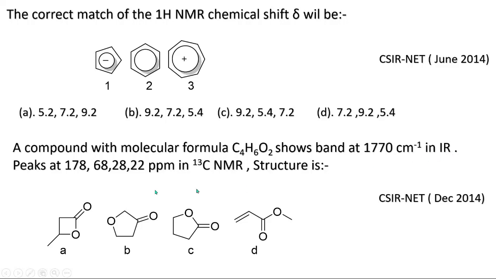Now the next question is: a compound with molecular formula C4H6O2 shows a band at 1770 cm inverse in IR and 4 peaks at 178, 68, 28, 22 ppm in 13C NMR. So what will be the expected structure? This question was asked in CSIR NET December 2014. So how to solve this question? In this question, they have mentioned IR data, that is 1770 inverse, which is typical for an ester, and also for a cyclic ester, a 5-membered cyclic ester. If you know this much, you can solve it and find the correct structure.